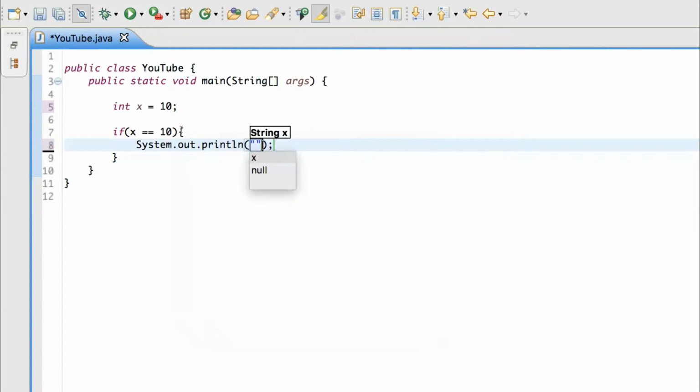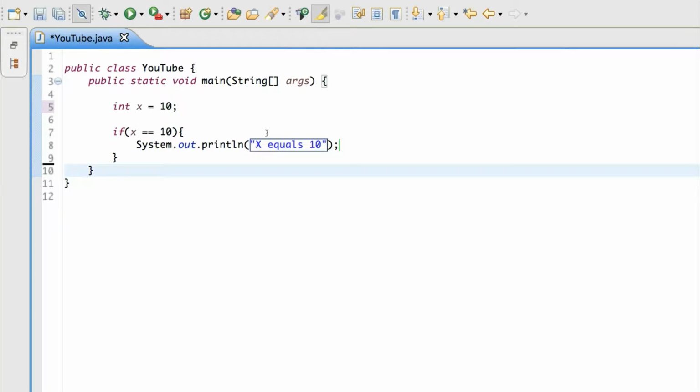System.out.println x equals 10. Obviously we know it's going to print out x equals 10 because 10 is stored in x. And it's always advantageous to have a backup plan, I guess you could say, if that if statement is not true.